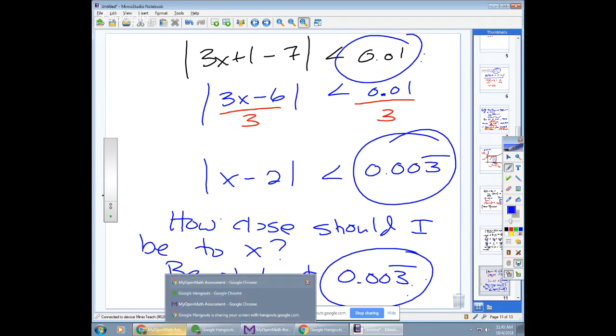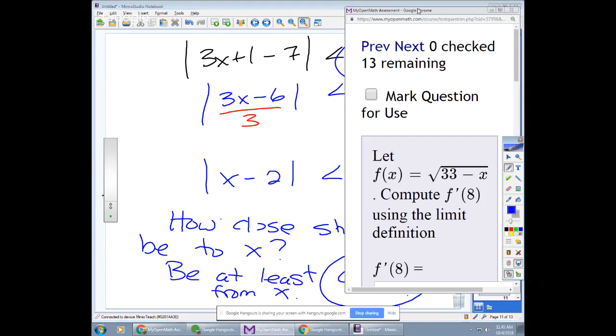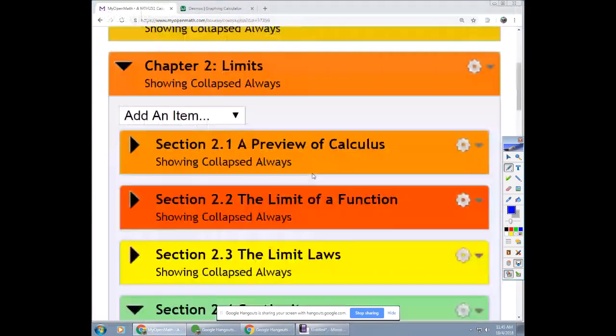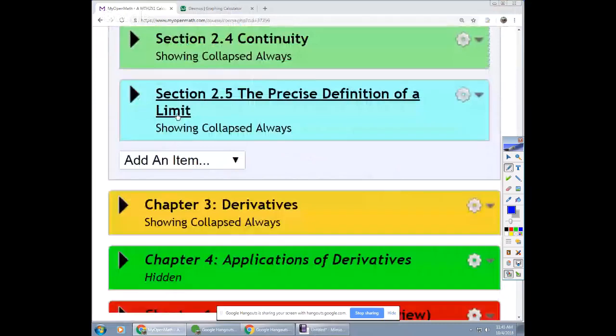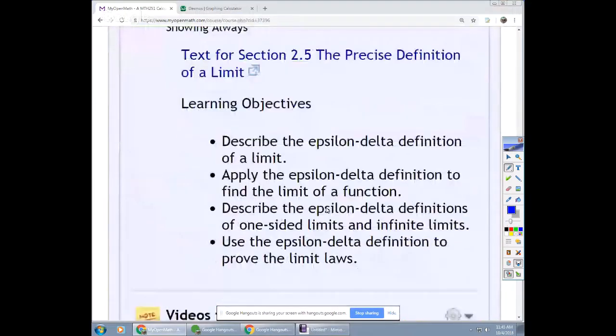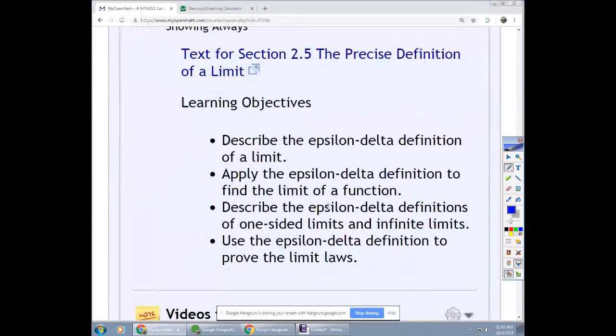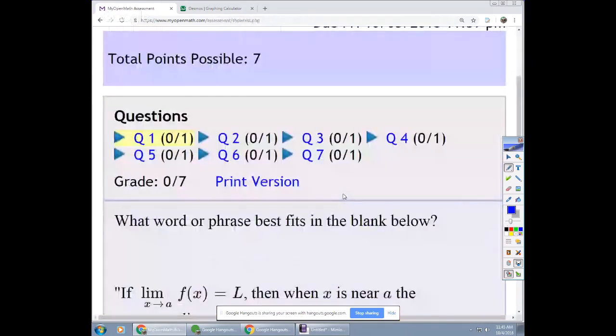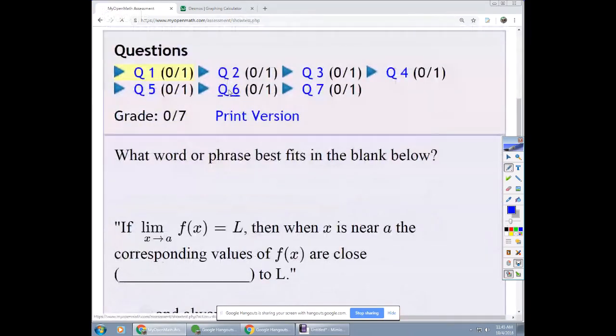All right, let's try a homework problem from this section. Let's see, that was from a different section. 2.5. All right, what are some exciting ones here? Number 5 was quite exciting. 6. Let's do 5. 6 is kind of cool. I'll actually show you that one first.